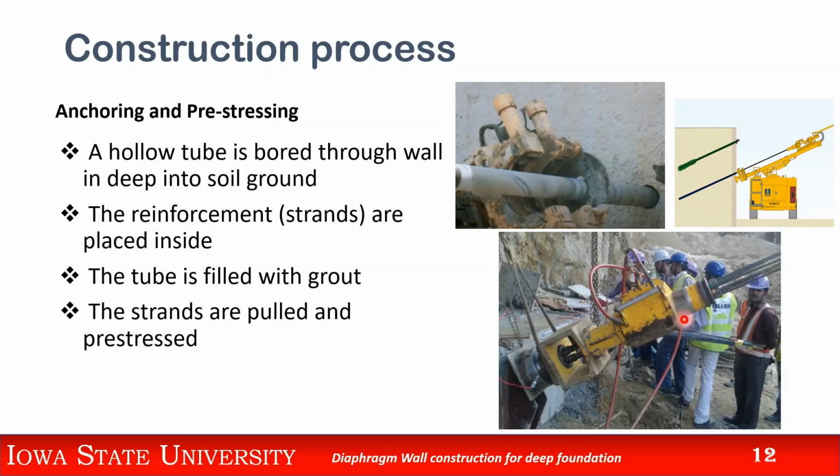And after that, the strands are pulled out using this particular mechanism. When the strands are pulled, my concrete wall is in compression and my strands are in tension, and we all know concrete is very good in compression and steel is good in tension, and that's why we do the pre-stressing.